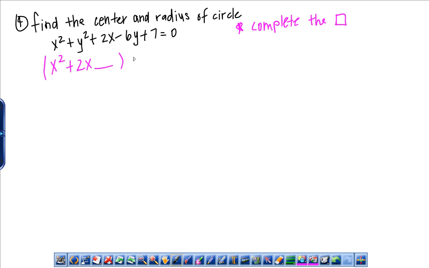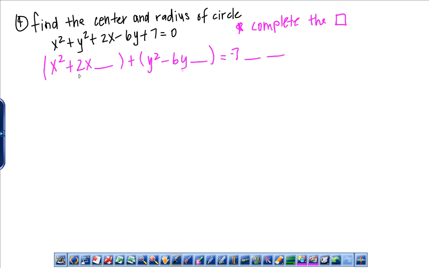I'm going to do the same thing with my y's so that I have y squared minus 6y, leaving a blank for my y that I'm going to fill in. I'm going to move everything else that I didn't use to the other side. It looks like all I didn't use is a 7. Oops, that's going to be negative 7. I added a blank here and a blank here, so I'm going to add 2 blanks on the right side so that I'm not changing my problem.